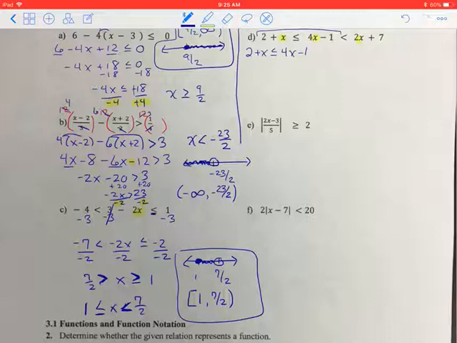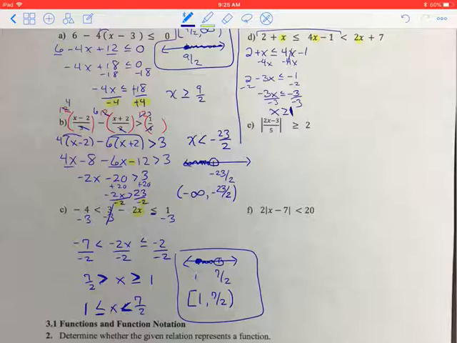I'm going to go ahead and solve that. I'm going to put the x's on the left because it makes it easier to read. So I have 2 minus 3x less than or equal to negative 1. I get negative 3x less than or equal to negative 3. When I divide by negative 3, I get x greater than or equal to 1. So I do have to flip that symbol when I divide by the negative.